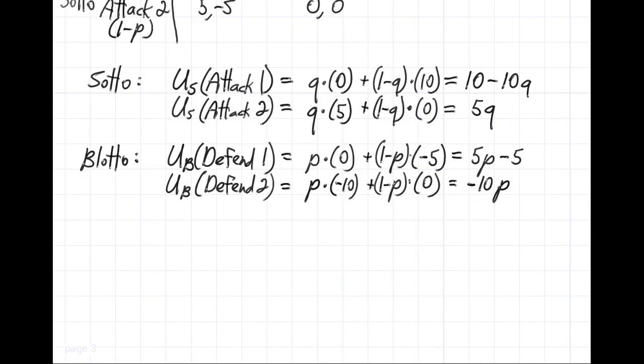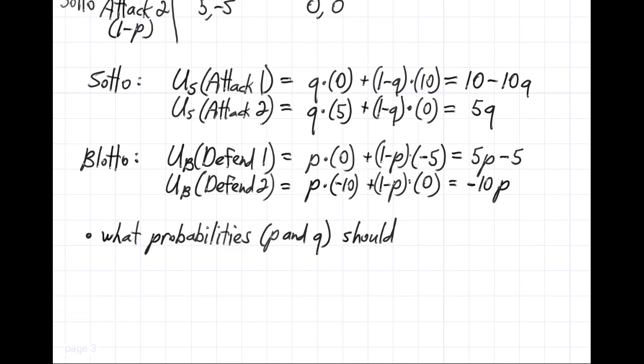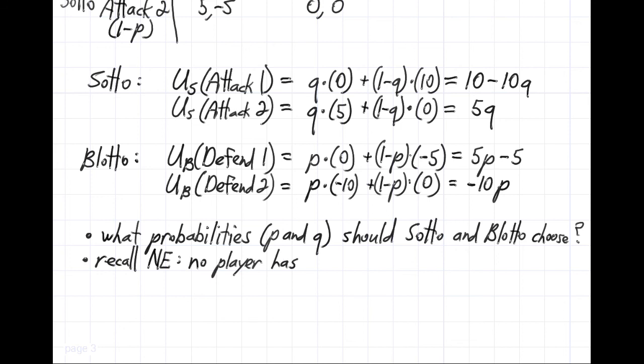So we're very close now to finding our missing Nash equilibrium. The question is now, what probabilities should Sotto and Blotto choose? Well, to help answer that, let's recall our definition of a Nash equilibrium. And that definition is that no player has an incentive to unilaterally change their strategy.